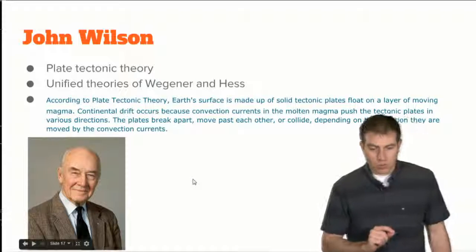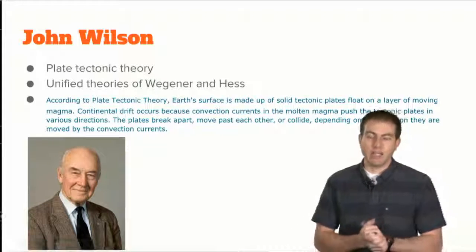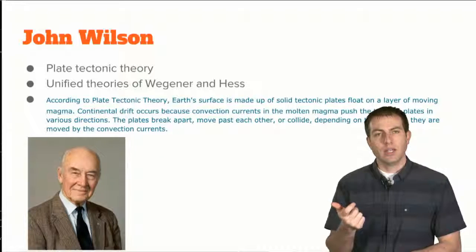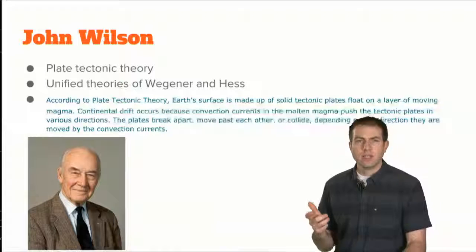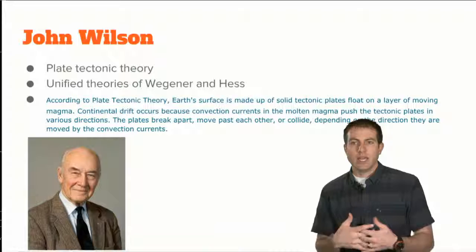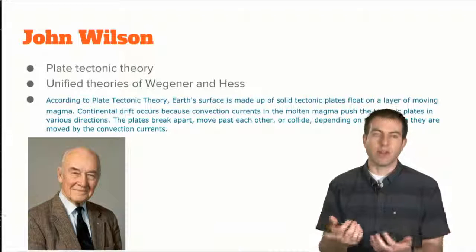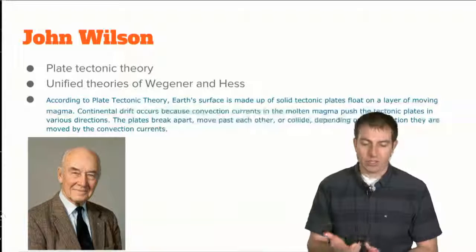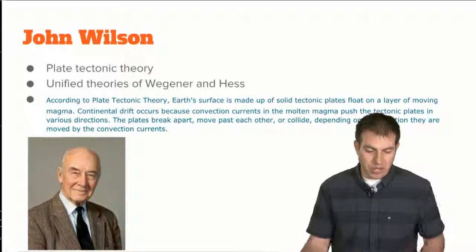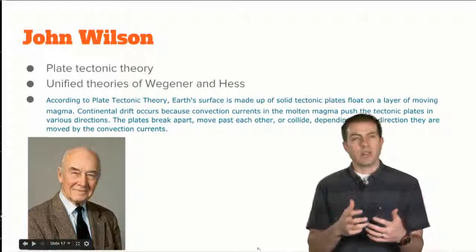Then along came John Wilson. John Wilson's actually a Canadian, and he took this idea of Wagner, and he took the idea of Hess, and he said, let's put them together. These things fit really well together. And he came up with kind of a unifying theory of plate tectonics and geology. John Wilson was a brilliant man, and he put the two ideas together, and he said, these match.